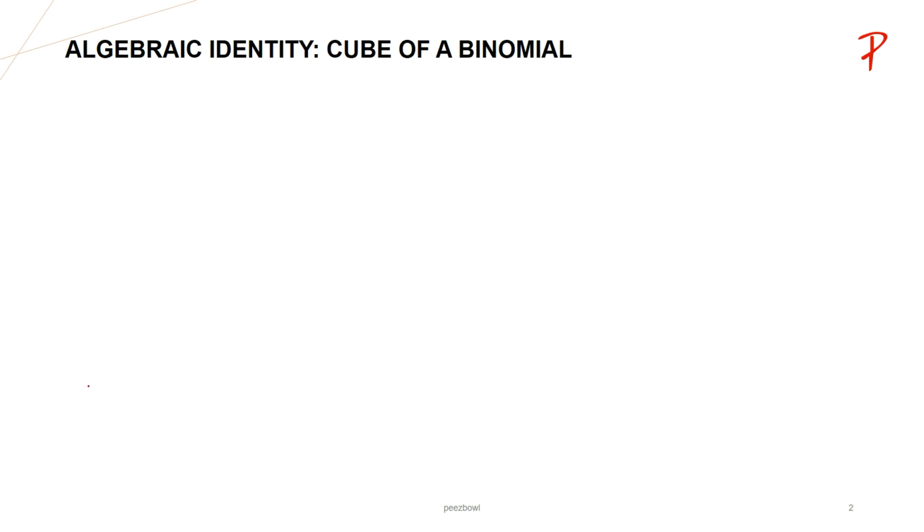Hi, in this video we will learn one of the most important identities in algebra, that is called the cube of a binomial. Whether it's a positive binomial like a plus b to the power 3, or a negative binomial like a minus b cube, by the end of this video you will understand every bit of it step by step.